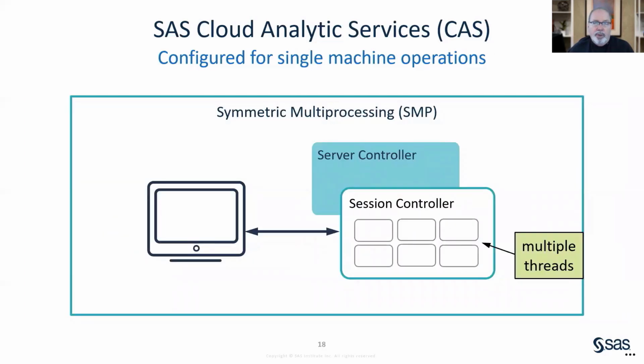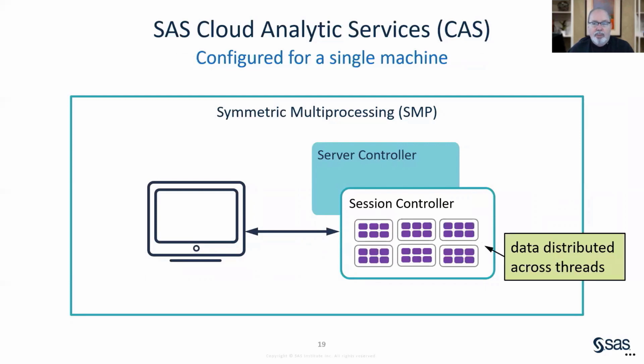Another configuration for SAS is a single machine configuration we refer to as symmetric multiprocessing. In this case, the server controller and the session controller with its workers all live on the same physical hardware machine, but they utilize multiple CPUs on that machine to provide multi-threaded processing. And once again, this is a lot faster than a typical single-threaded process.